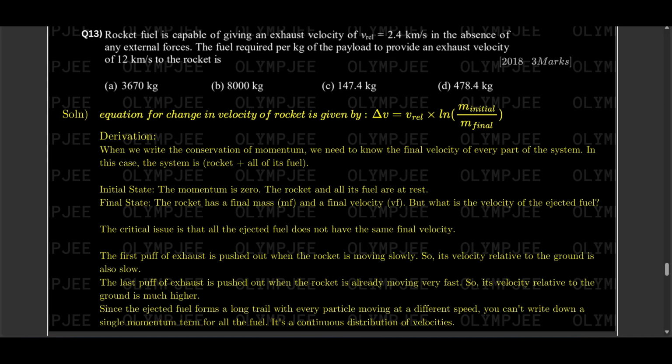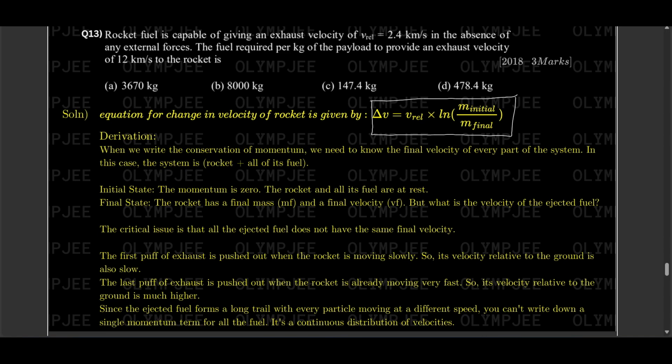Okay, so the equation that we will be using is that the change in velocity is given as v_rel multiplied by ln of m initial by m final, because after the fuel is ejected some mass will be lost and that will increase the velocity, and that is represented by change in velocity. So let us see how we derive this formula.